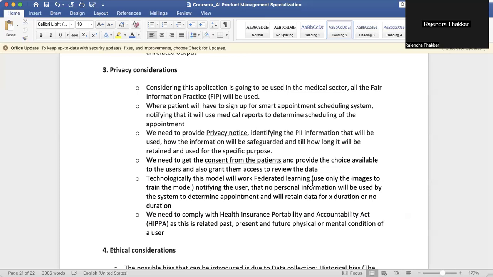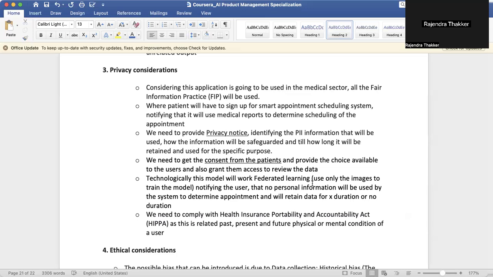We also need to get consent from the patients and provide the choice available to the users and also grant them access to review the data. Technologically, this model will work as federated learning, using only the images to train the model, notifying the user that no personal information will be used by the system to determine the appointment and will retain the data for X duration or no duration.